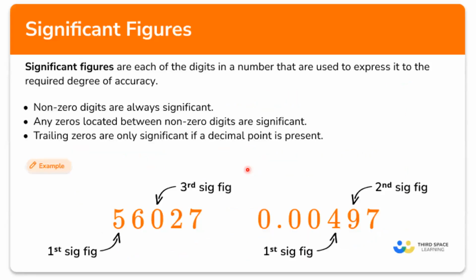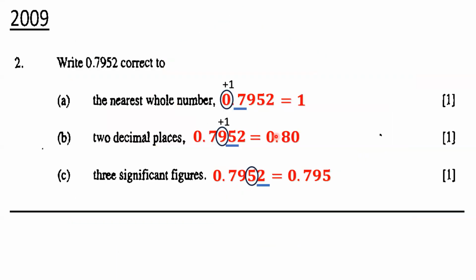Here it also explains it. All non-zero digits are always significant, right? So 5 is significant, 6 is significant. In fact, all of these are significant because the 0 is in the middle of 2 significant figures, so it's significant. Trailing zeros are only significant if a decimal point is present. And so what we have to do here is notice that this 0 at the front is not significant. So the first significant figure is 7. So that's going to be 1, 2, and 3.